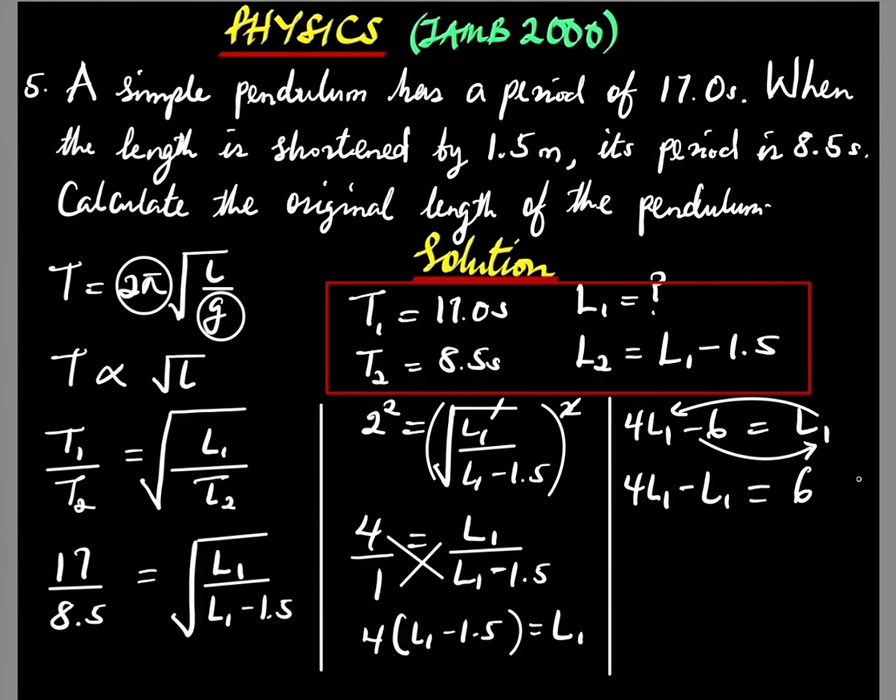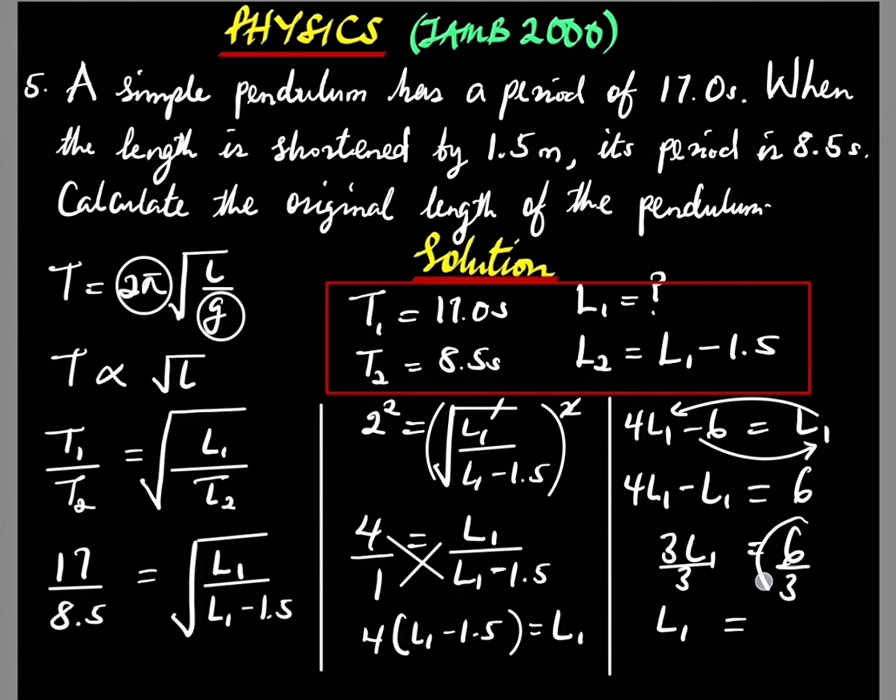4L sub 1 minus L sub 1 gives 3L sub 1 equal to 6. We then divide both sides by the coefficient of L sub 1, which is 3, so that we have the original length, which is L sub 1, as 2, because 6 divided by 3 gives 2. So we have 2.0 meters. So this is the value of the original length. See you in the next one.